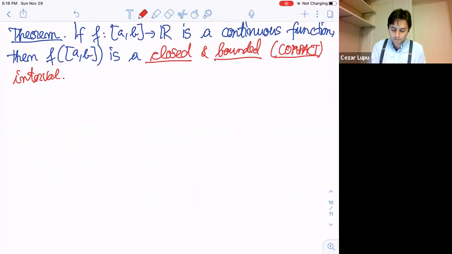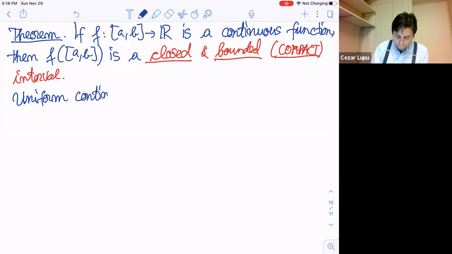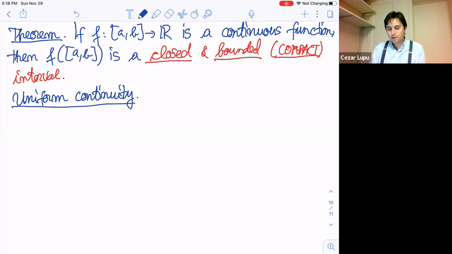All right. Now, I would like to mention one other thing. Like I said, this is a very short crash course in analysis, in real analysis. I would like to say a few words about uniform continuity. And I'd like to start with the following definition.